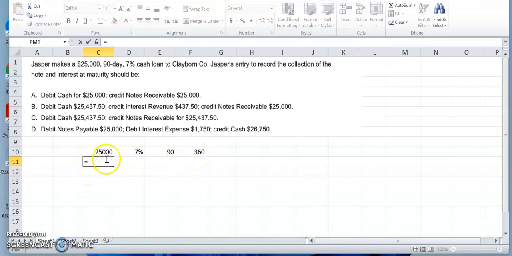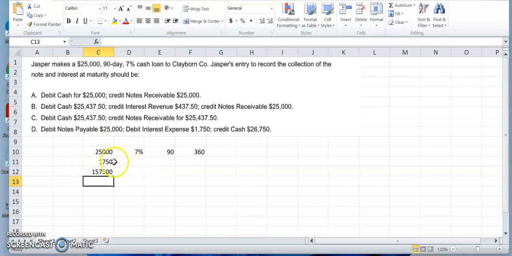So the first thing we need to do is take 25,000 times the annual rate, which is 7%. That gives us $1,750. So now we need to take the $1,750 times the 90 days, because you see it says 90 days up here. So if it was months, you'll use months. If it's days, you only use days. So if it said 2 months, you'll take 2 over 12. So in this case, it's days, so we need to take 90 over 360.